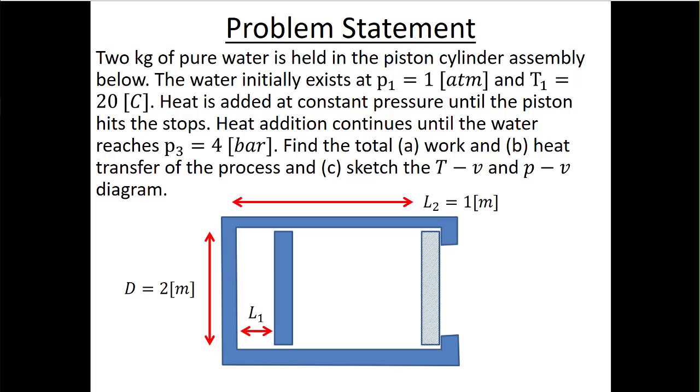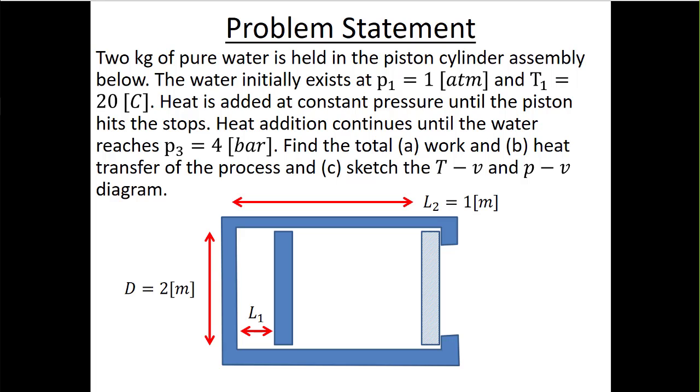So as we move from state 1 to state 2, the pressure is constant. Heat is coming in, but pressure is constant. Then we continue to add heat until the water reaches 4 bar. So we keep boiling, and the pressure keeps going up, right? What we're asked to find is the total work and the heat transfer through these 2 processes. So it's not just a single process, it's 2 processes that run back to back.